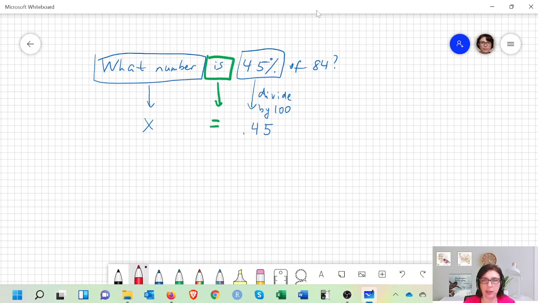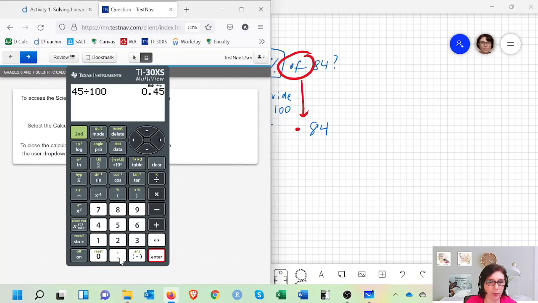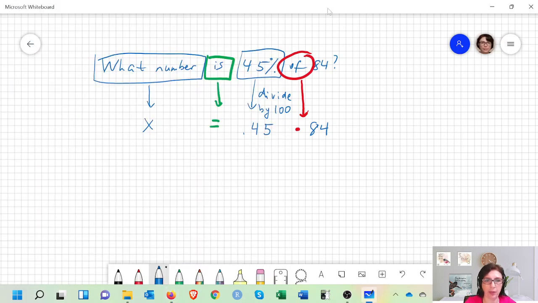Okay, what's next? The "of" thing. So the "of" is translated as multiplication. So 45% of something, that is times. And of course, 84 is just 84. Okay, so what I've done is I now made an equation out of a sentence. So x is 0.45 times 84. All right, well, we can do that. So 0.45 times 84 is 37.8. Okay, so that's this example.